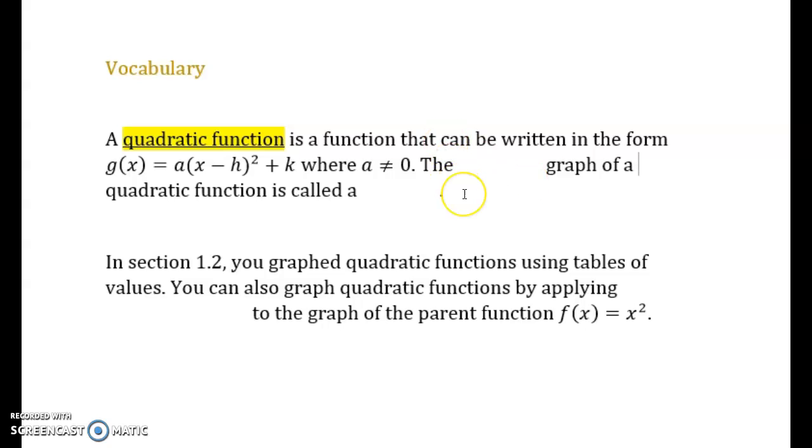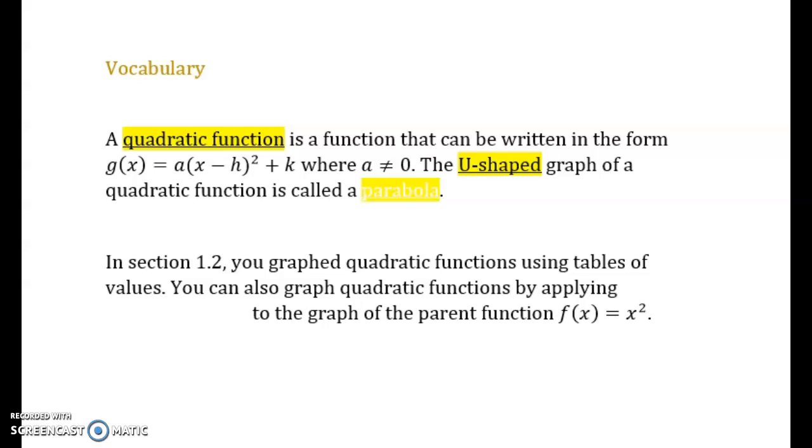So the U-shaped graph of a quadratic is called a parabola. So let's show those words, because I do want you to type those in as well, so you can have that in your memory. Okay, so a quadratic function makes a U-shaped graph called a parabola.